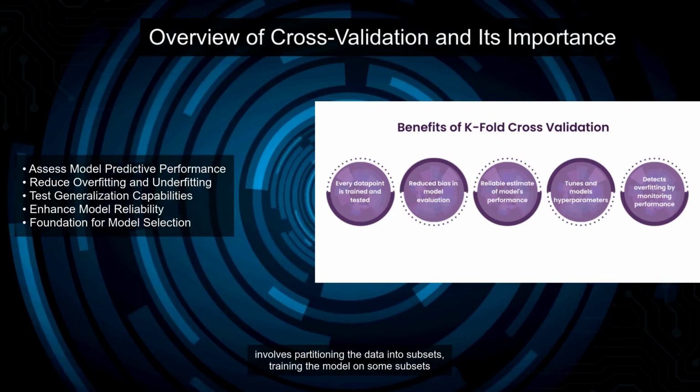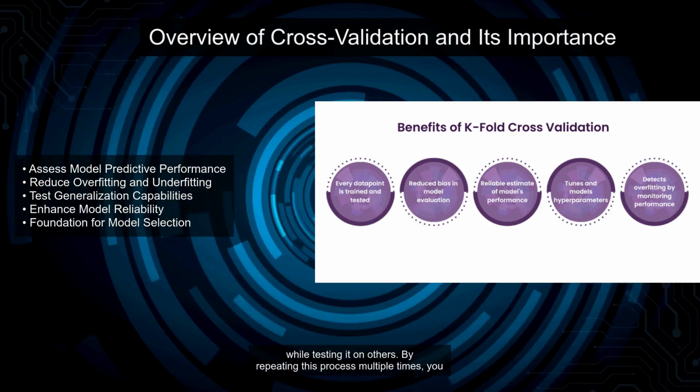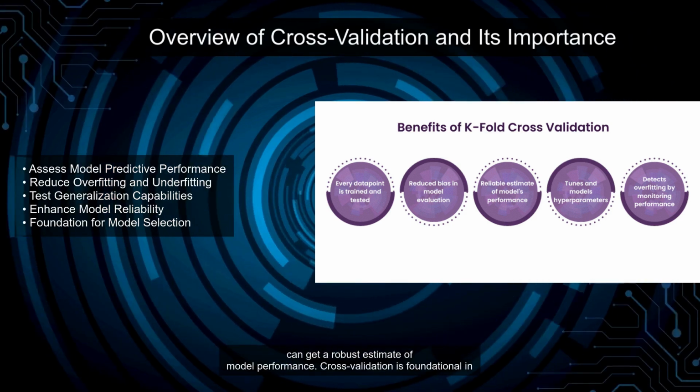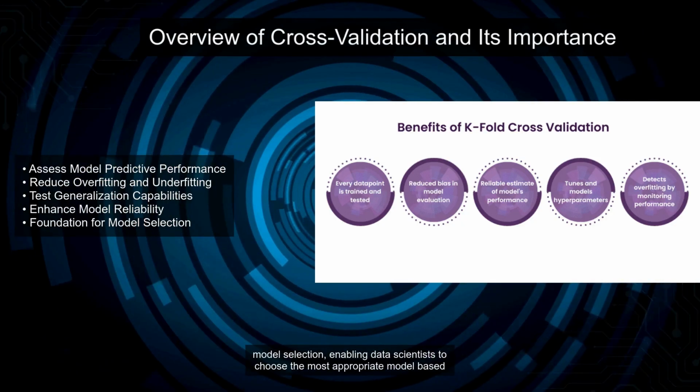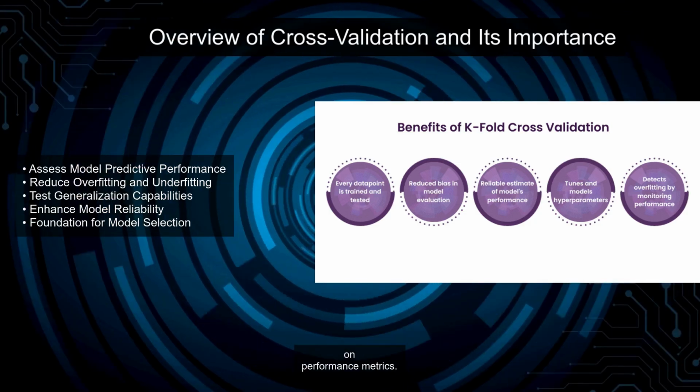Essentially, cross-validation involves partitioning the data into subsets, training the model on some subsets while testing it on others. By repeating this process multiple times, you can get a robust estimate of model performance. Cross-validation is foundational in model selection, enabling data scientists to choose the most appropriate model based on performance metrics.